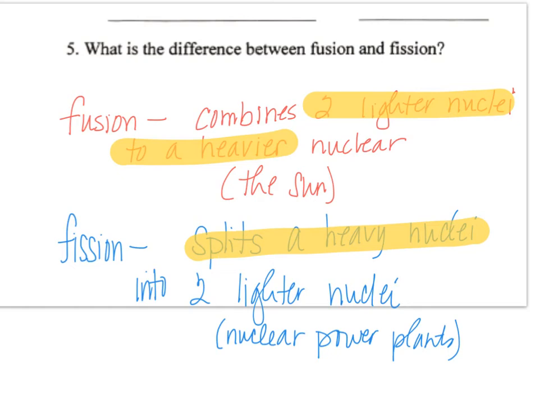It takes a heavy nucleus and splits it into 2 lighter ones. So they're opposite of each other. What we are doing at nuclear power plants is nuclear fission, so we're splitting the atom.